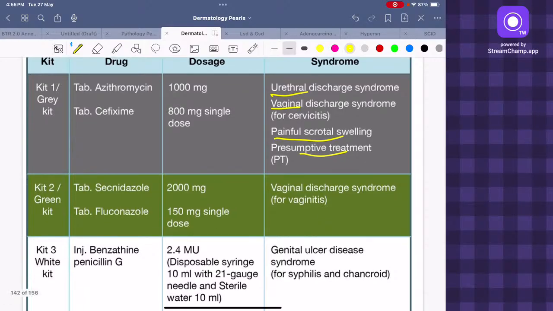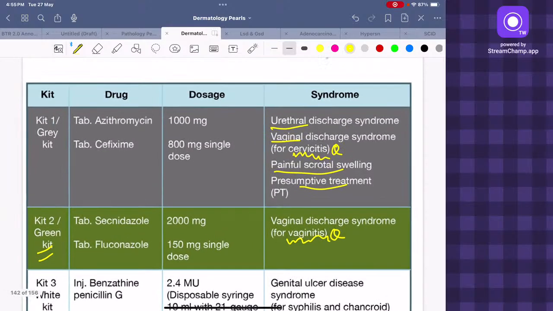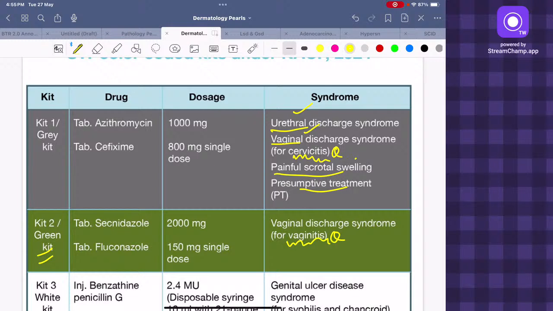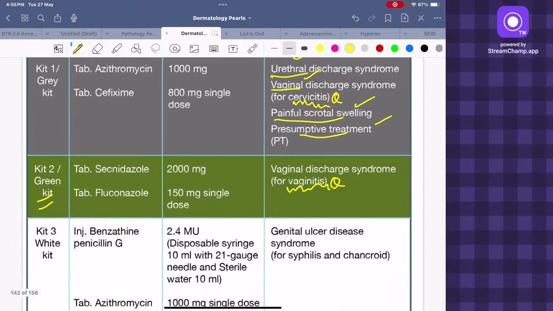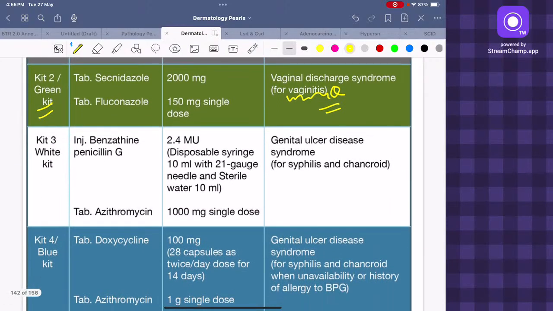For vaginal discharge, if there is cervicitis, then it is grey kit. If it is vaginitis, then it is green kit. This is very important. If it is vaginitis, then green. If it is cervicitis, then grey. And urethral discharge, vaginal discharge, painful scrotal swelling, presumptive treatment. Then we have vaginal discharge for vaginitis, green kit. Then we have genital ulcer disease syndrome for syphilis and chancroid.